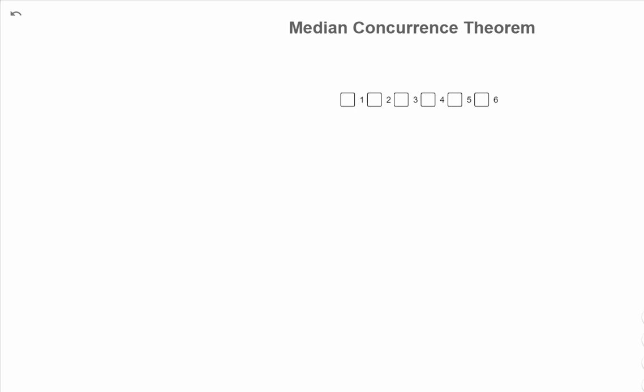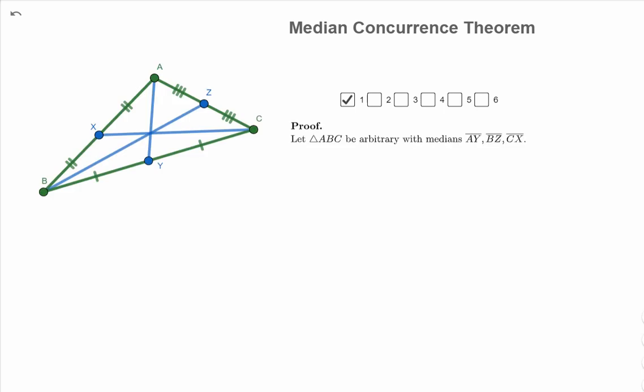The first of our triangle congruence theorems is the median congruence theorem. So what's a median? A median is a line drawn between the midpoint of a side and the vertex of the angle that's opposite. So I've drawn the three medians of an arbitrary triangle ABC. I've drawn the medians in blue.